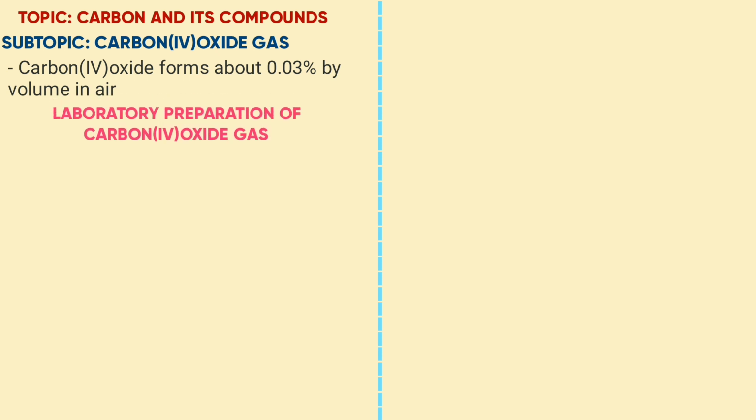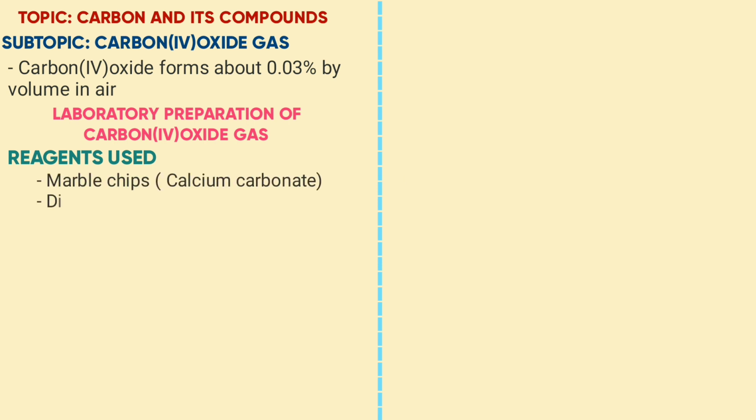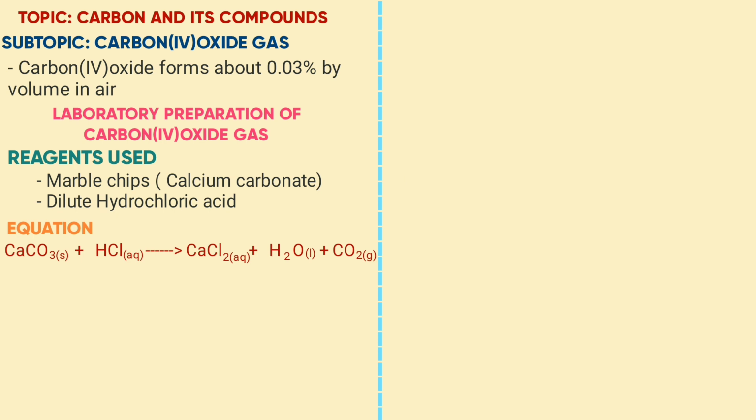Laboratory preparation of carbon 4 oxide. Reagents used: marble chips, also called calcium carbonate, and dilute hydrochloric acid. Equation for the reaction is calcium carbonate solid plus hydrochloric acid gives you calcium chloride plus carbon dioxide CO2 plus water liquid. To balance the equation, place 2 where there is hydrochloric acid.